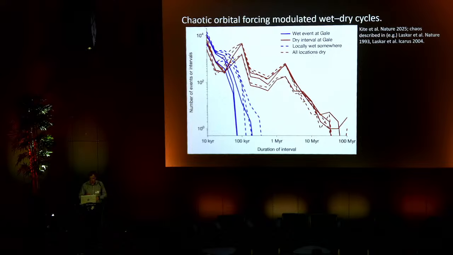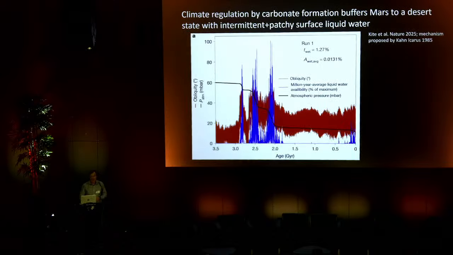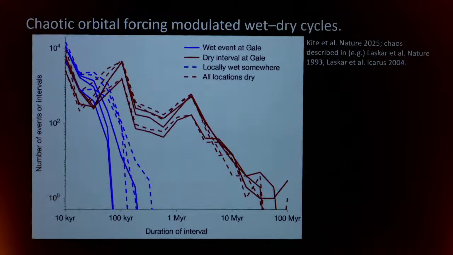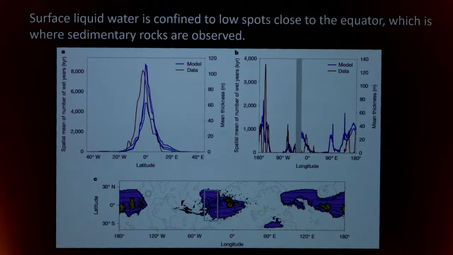And I should also say, by the way, that this basic idea that carbonate formation regulates Mars's atmospheric pressure is not new. It was proposed in the 1980s by Kahn. So what we're doing is the new ingredients that we're adding are chaotic orbital forcing and geographic resolution. So the model does resolve individual seasons, individual orbital cycles, and it's also 1 degree per pixel. And so here is the geographic distribution of predicted liquid water availability.